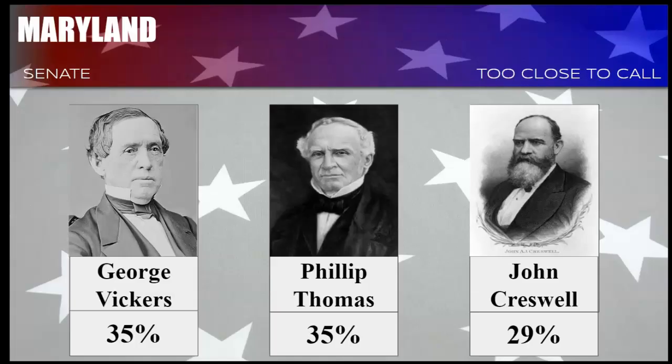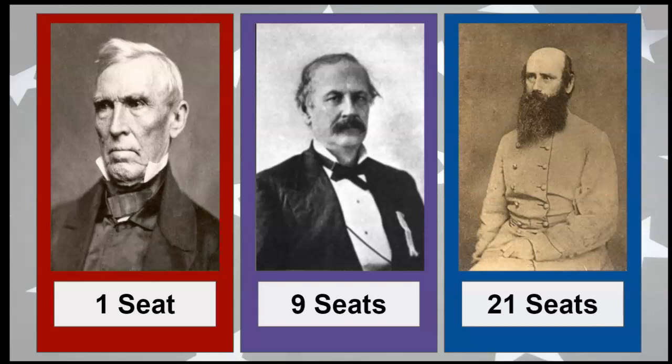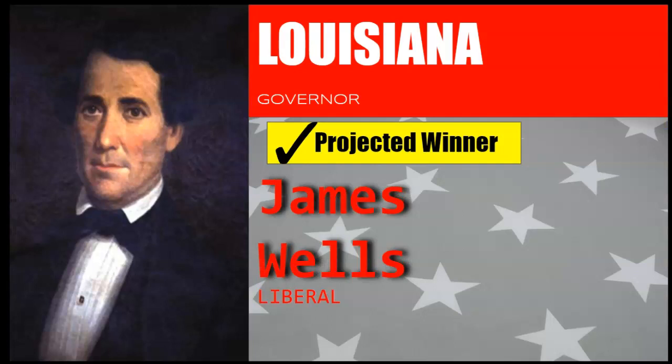It is a statistical tie between George Vickers and Philip Thomas. This is going to be a very, very close election right now. And here is the current Senate composition. Liberals at 1 seat, moderates at 9 seats, and the Conservatives at 21 seats. And out of Louisiana's governor race, major vote splitting here, James Wells will be re-elected to a second term as governor out of the state of Louisiana. Big win for liberals out of the state, as James Wells is very popular in the state despite being from the minority party nationwide. And it is now 10 p.m.